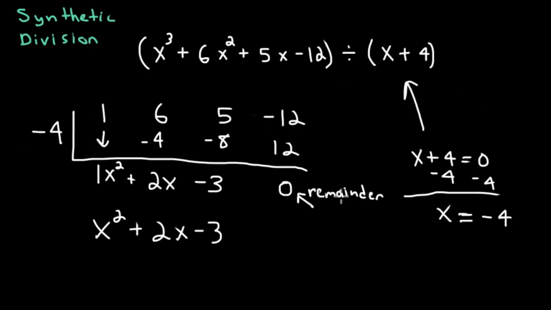Let's go back to this remainder here. Our remainder is 0. Whenever your remainder is 0, this means that -4, or whatever number you have over here, is going to be a solution or an x value of this polynomial here. But our remainder is not always going to be 0 when we're dividing. Sometimes it's a different number. And let's look at an example of how this would be.